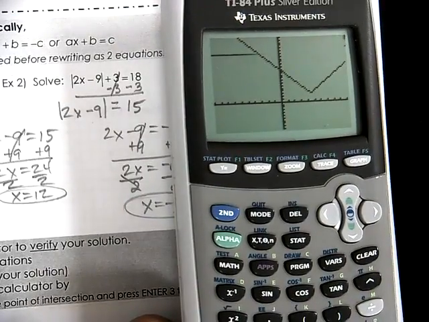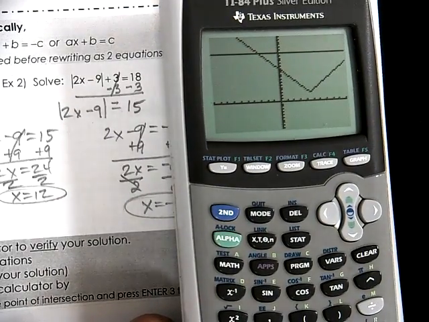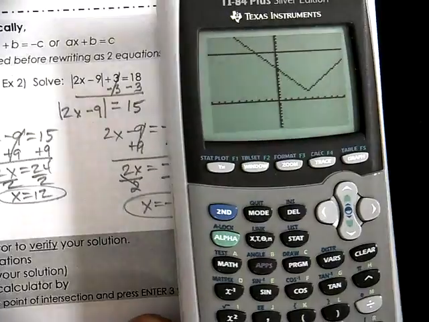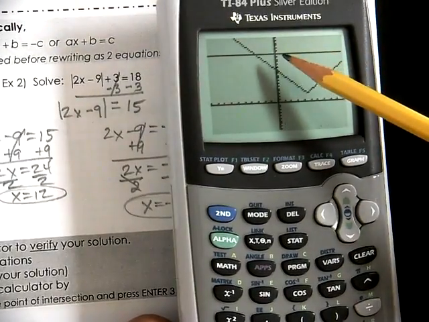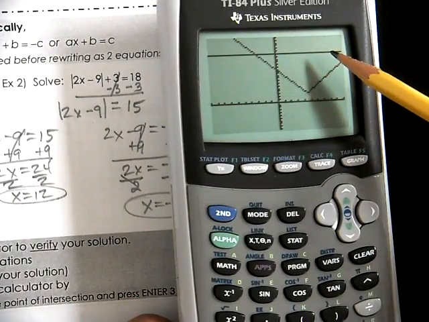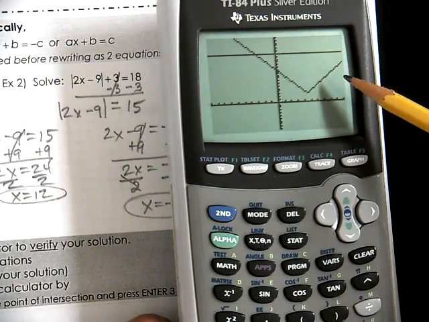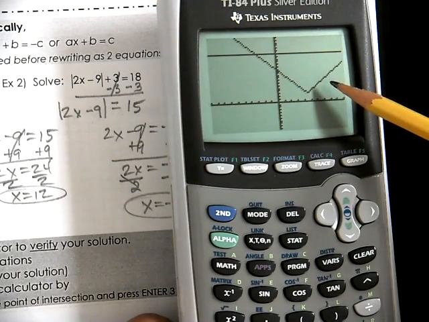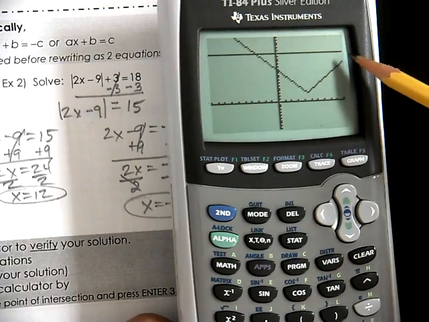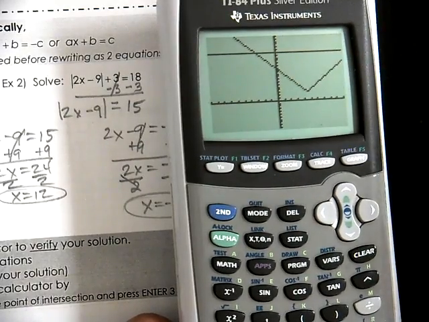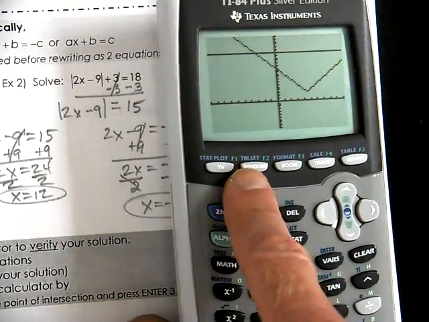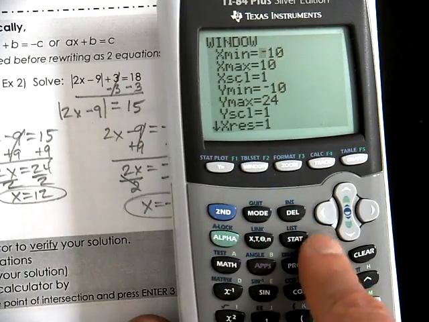There's my absolute value, and there's my 18. Okay? Now, notice that my 18 line is not touching my absolute value on this side. What do I need to change so I can see where it touches? I need to change the X max in window.